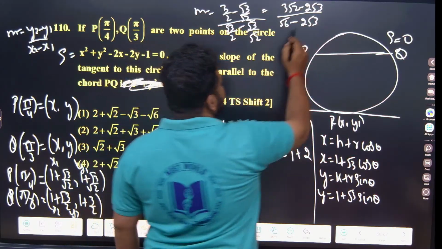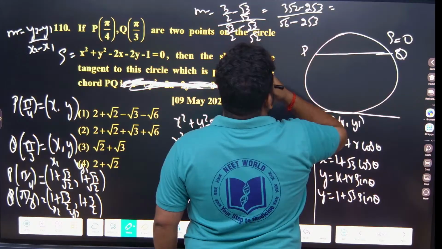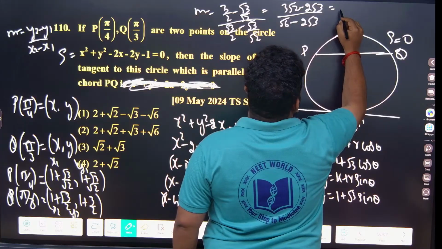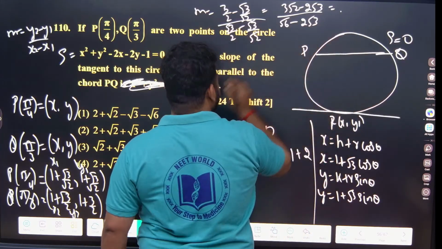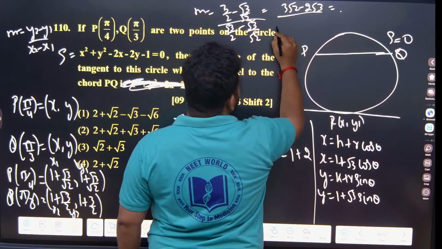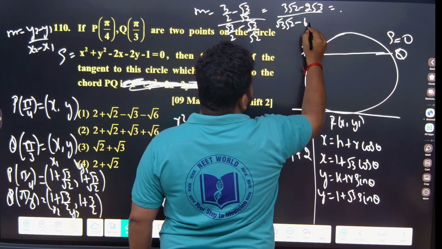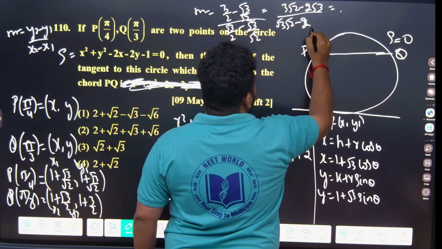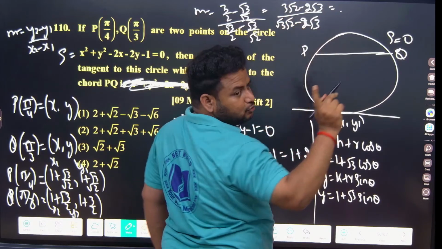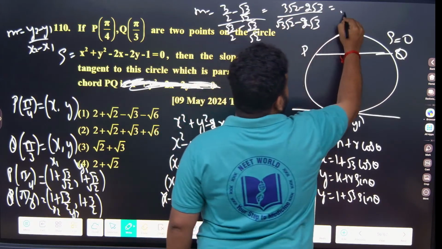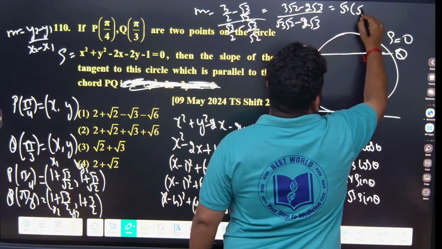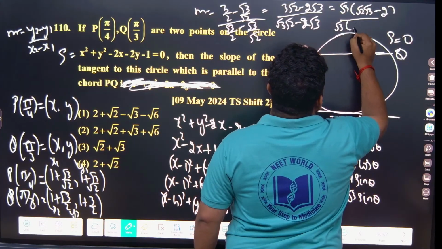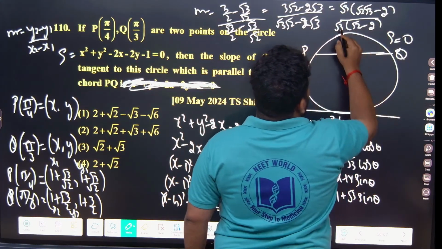So what can I do here? What can I take common here? Root 3 I can take common. See, root 6 I can write as root 3 into root 2. And minus 2 root 3, correct? This 3 I can write as root 3 into root 3. So root 3 I will take outside. This will become (root 2 into root 3 minus 2) divided by (root 3 into root 2 minus 2). Correct? Root 3 cancels.